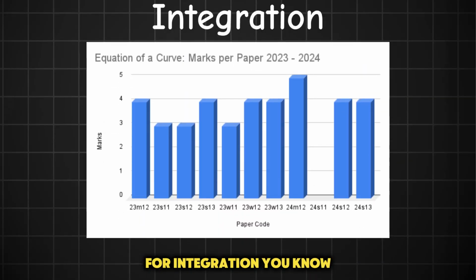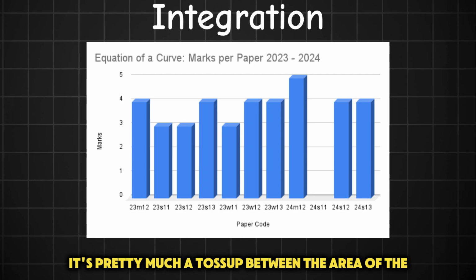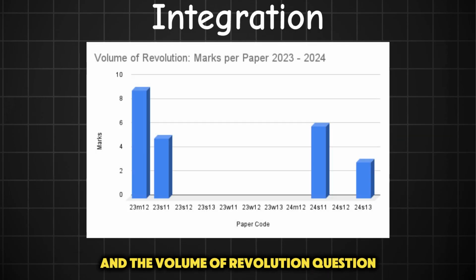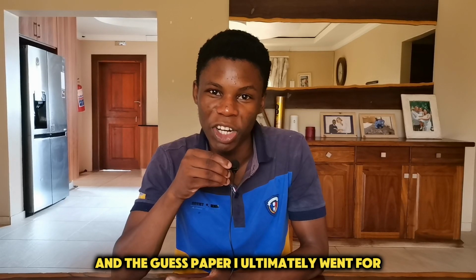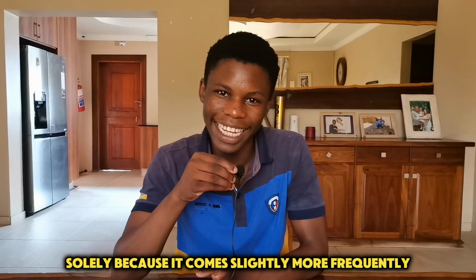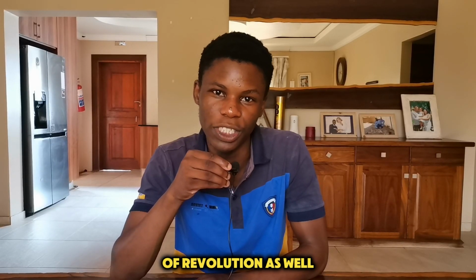For integration, you know you're always going to get your find the equation of the curve question, so be prepared for that. Apart from this question, it's pretty much a toss-up between the area of the shaded region question and the volume of revolution question. In the guest paper, I ultimately went for the area of shaded region question solely because it comes slightly more frequently, but do make sure you know how to find the volume of revolution as well.